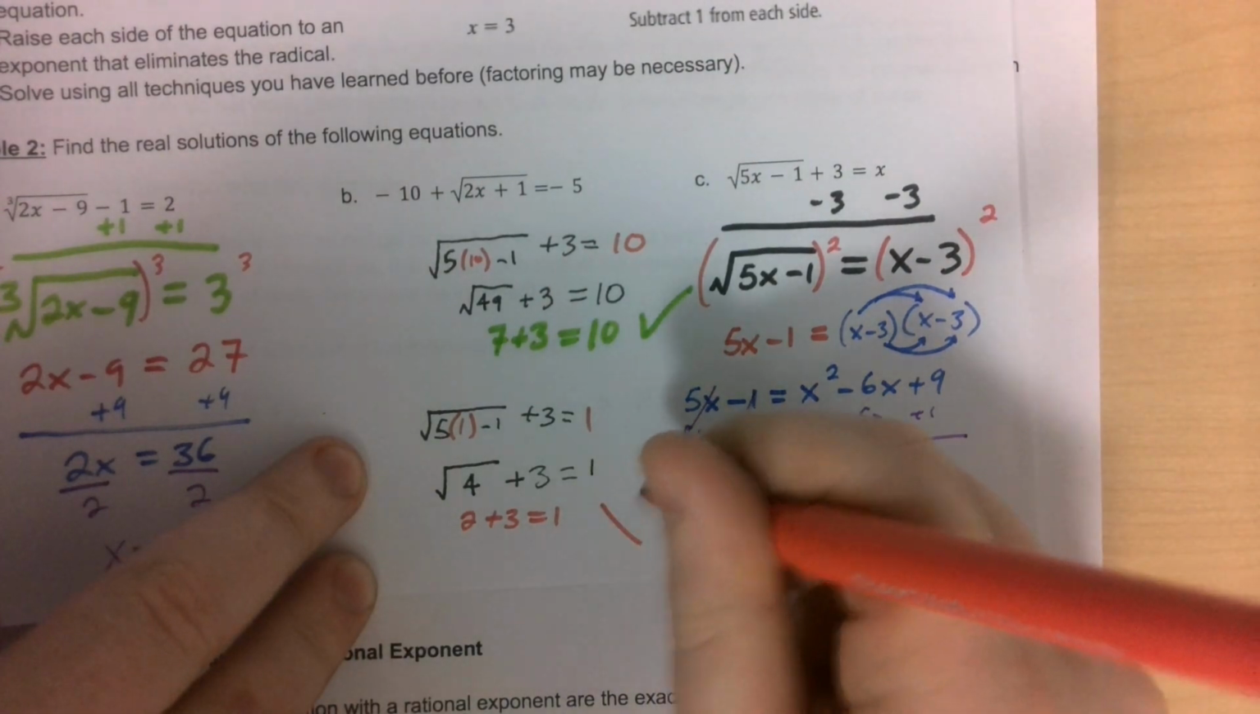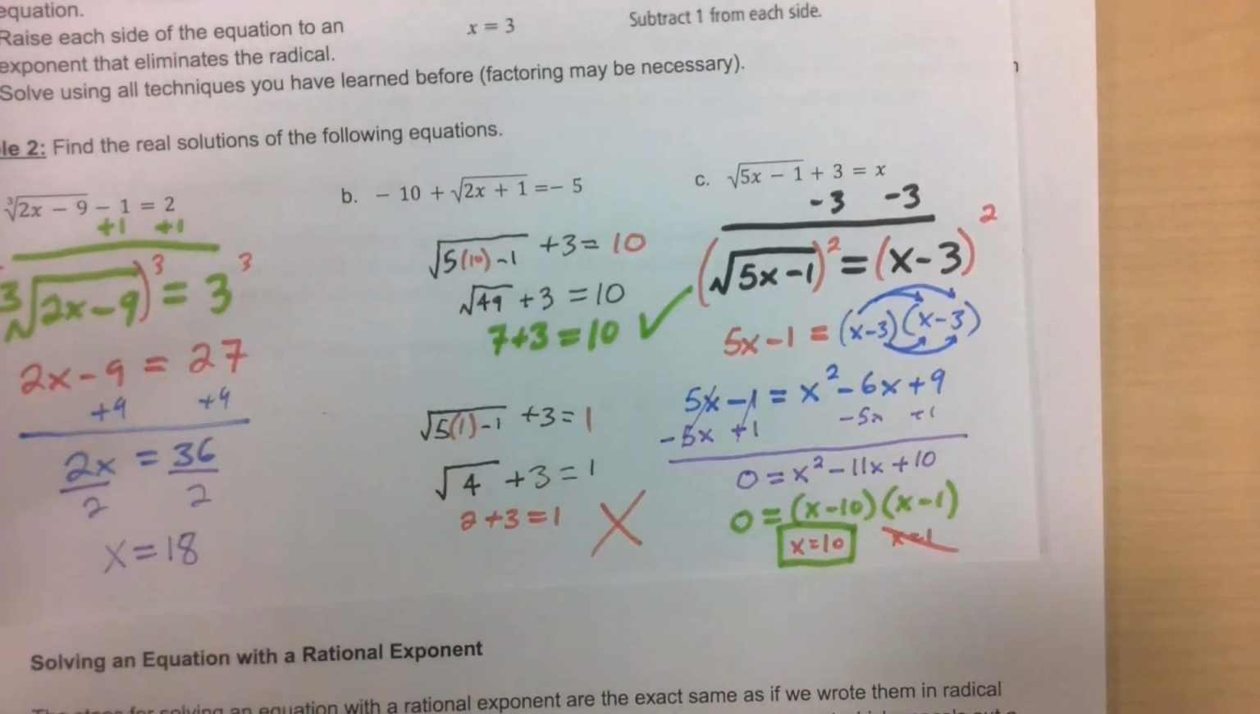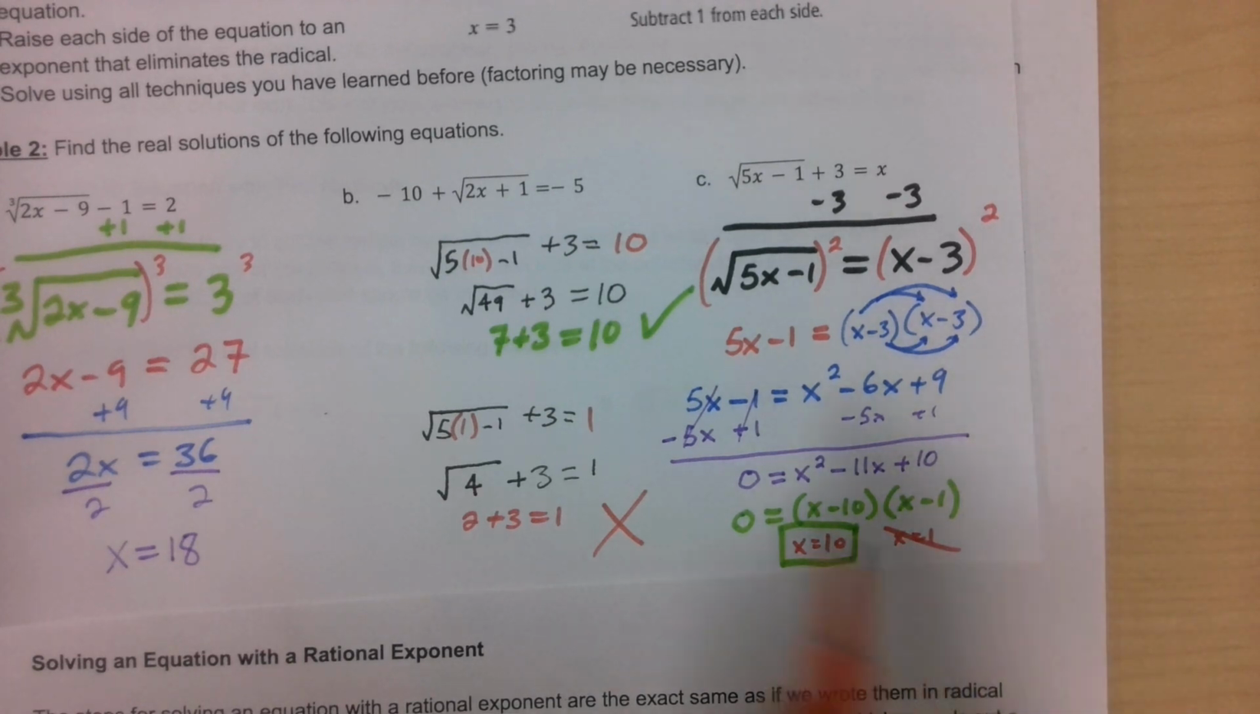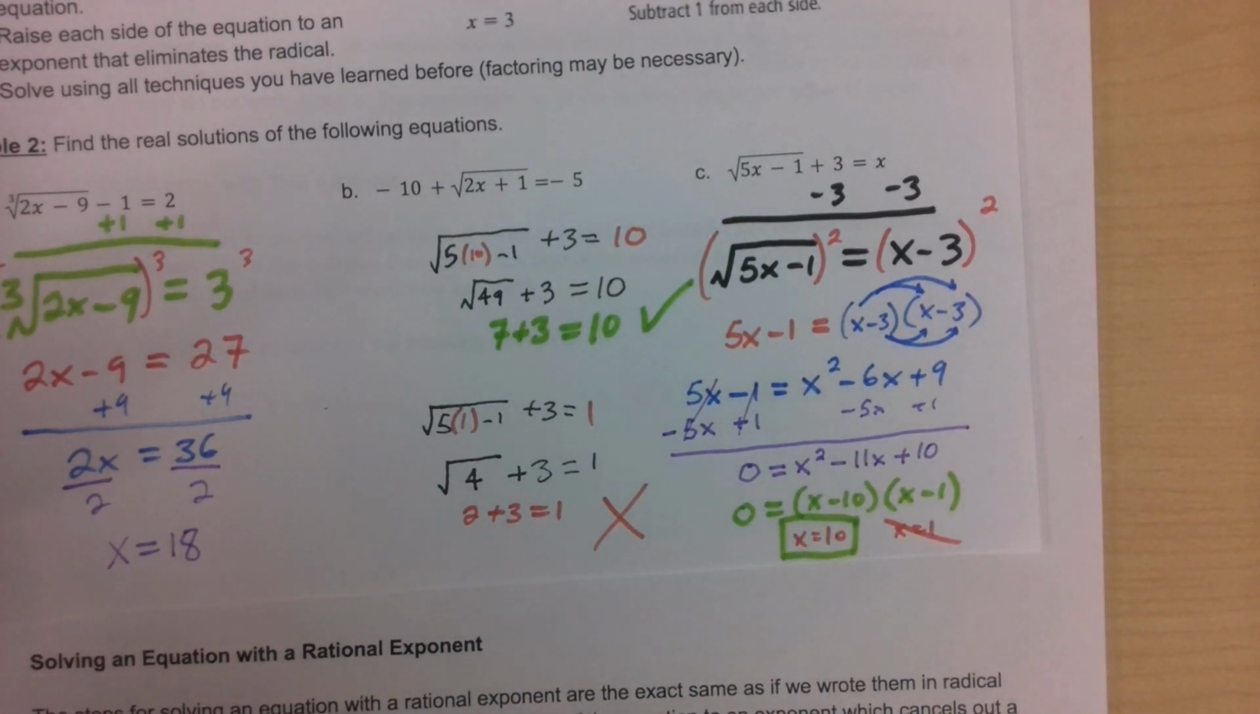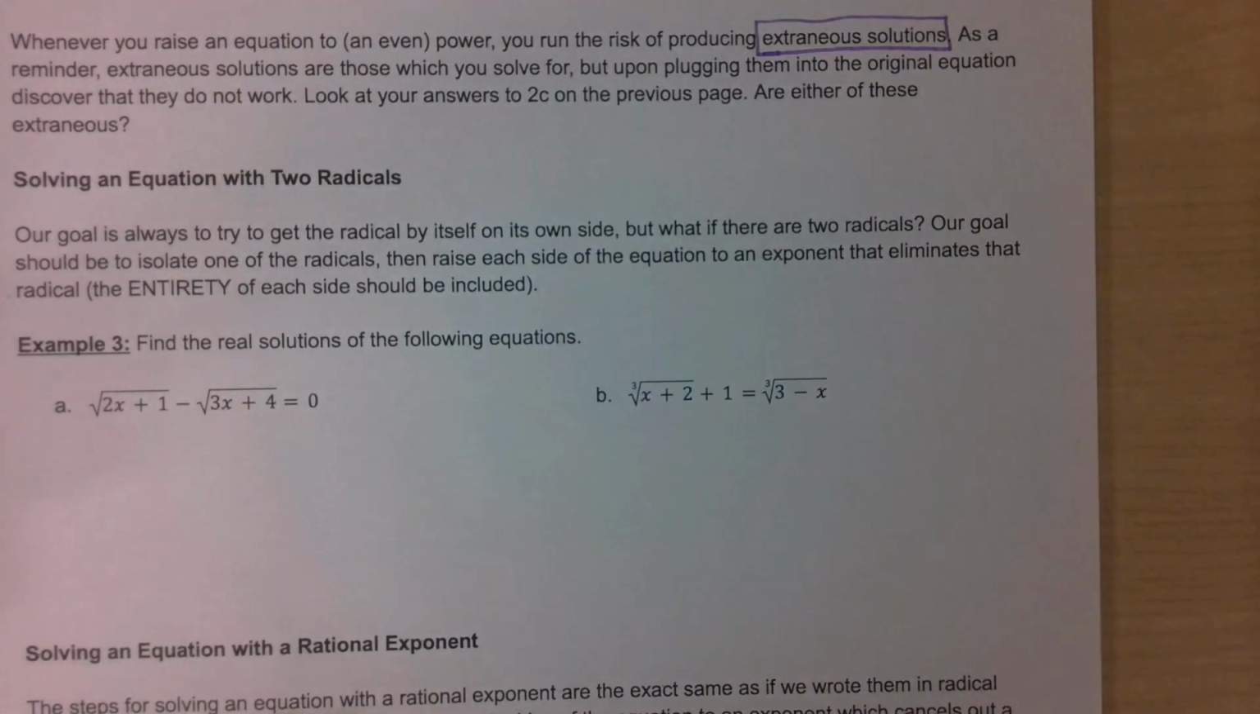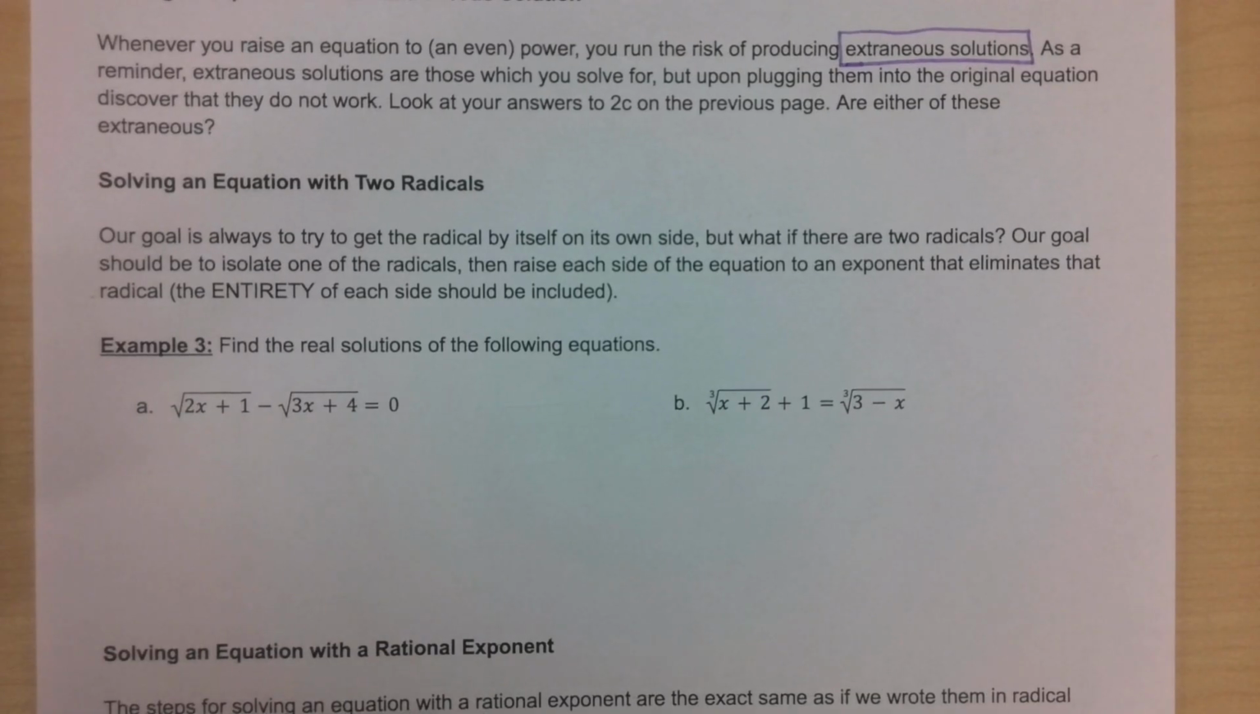Not so. So x equals 1 is our extraneous solution, which we mark by crossing it off. So our only answer is 10 for this one. Beware of extraneous solutions, as they are dangerous.